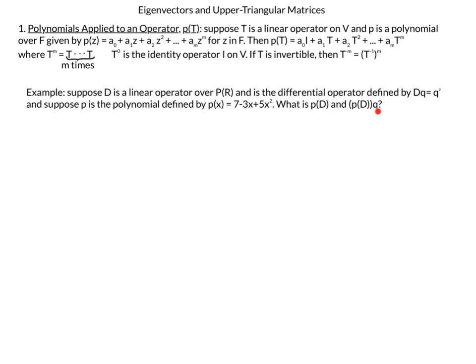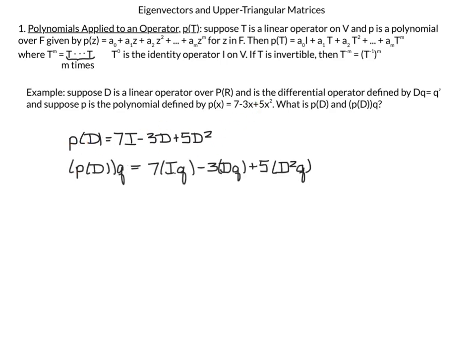And what is p of D on a polynomial q? Using my definition here of a polynomial applied to a linear operator T, I now have p of D, plugging in. I have my 7, and then I need my identity operator, minus 3 times D plus 5 times D squared. It's really kind of what you would intuitively expect. Now, if I apply p of D to a polynomial q, I'm going to get 7, my identity operator on q, minus 3, my operator D on q, plus 5, my operator D squared on q. And now I have 7. The identity on q is simply q, minus 3 times the derivative of q, plus 5 times the derivative applied twice to q, which gives us the second derivative of q.